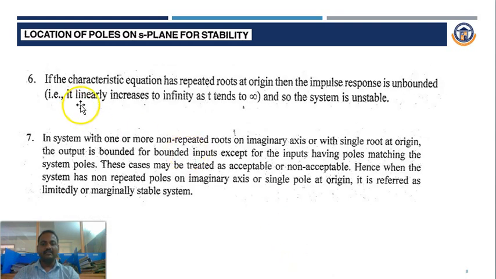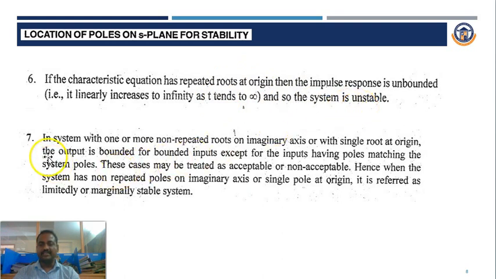Here, sixth one. If the characteristic equation has repeated roots at the origin, then the impulse response is unbounded. I mean that here it linearly increases to infinity as t tends to infinity. So the system is unstable.